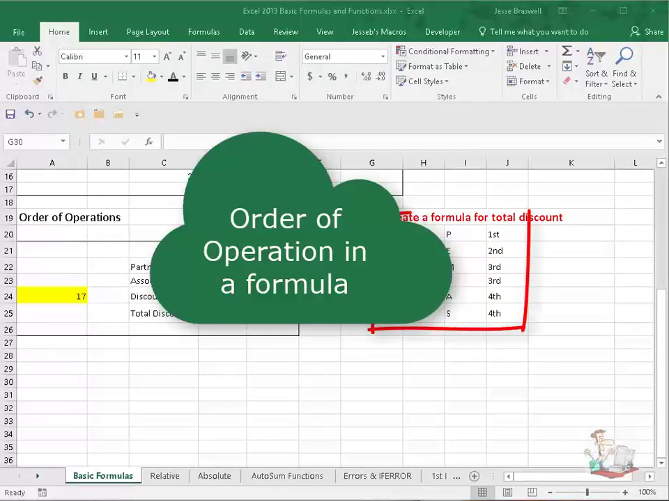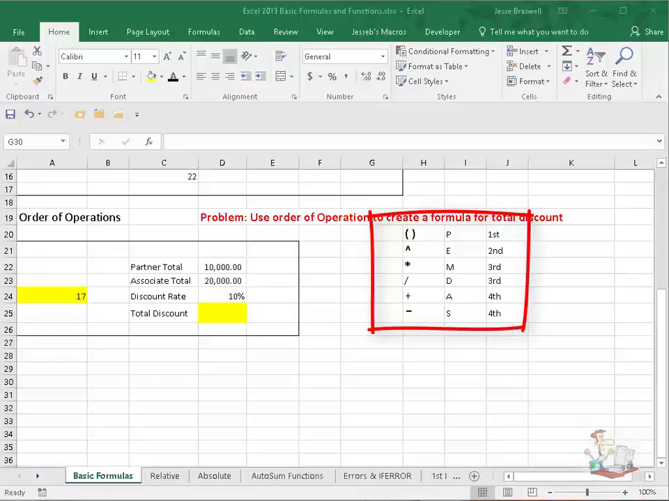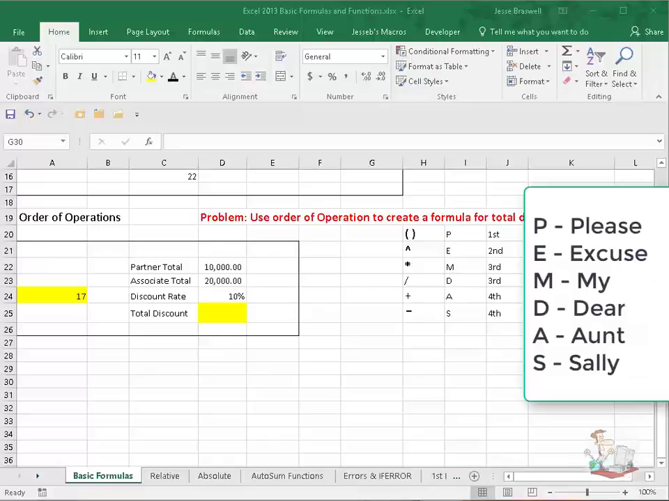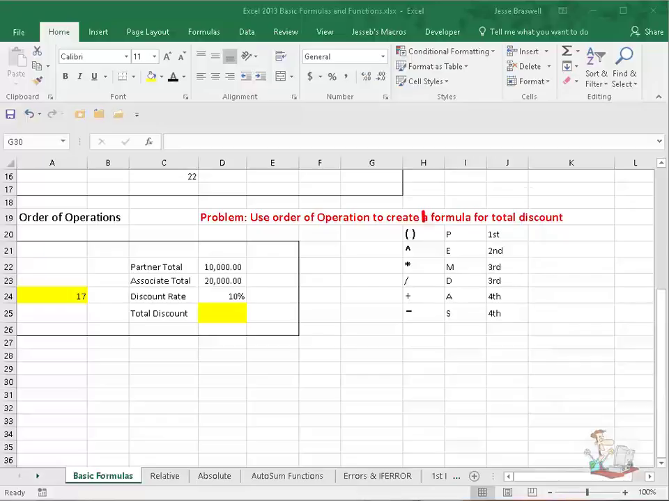Let's talk about the order of operation in Excel. There is an acronym known as Please Excuse My Dear Aunt Sally that is taught in a lot of algebra classes, but it holds true here for our formulas in Excel.